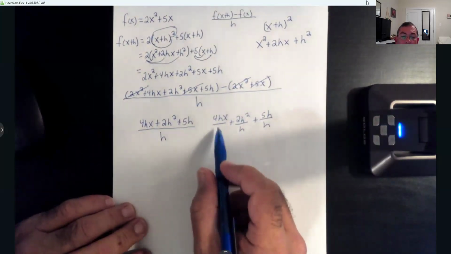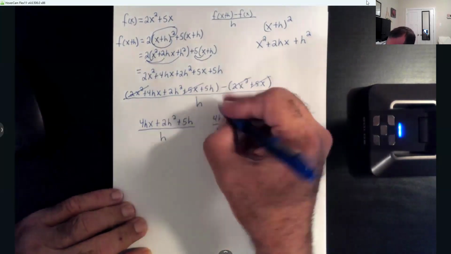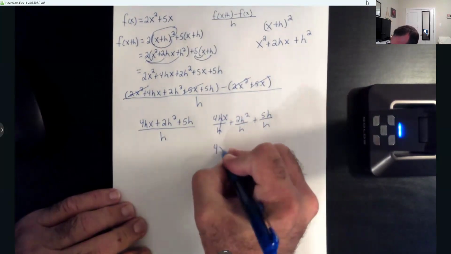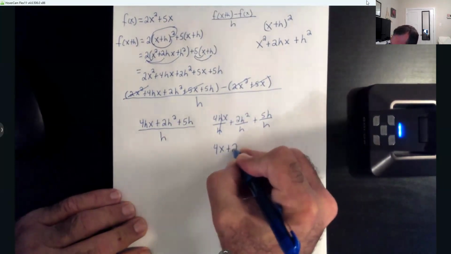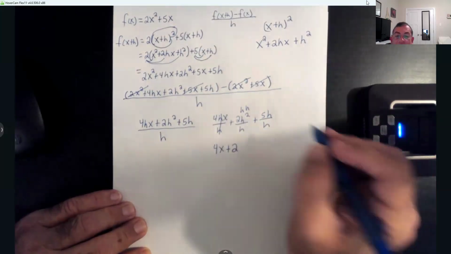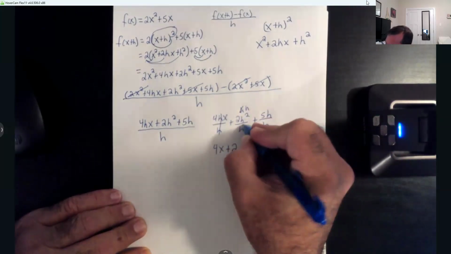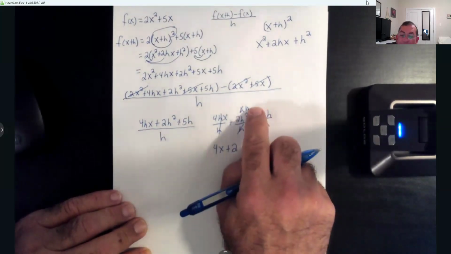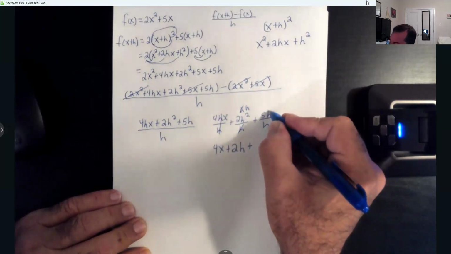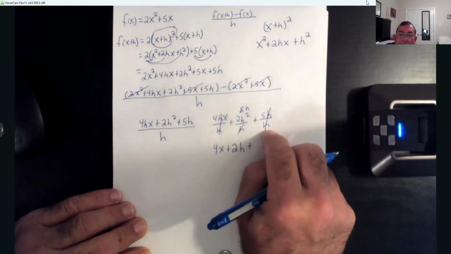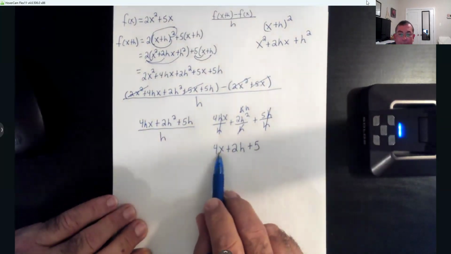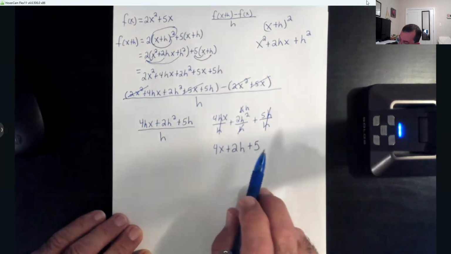So the first term, the 4hx over h, those h's cancel. All that's left is the 4x plus 2. Right here you had an h squared, which is an h times the h. So one of those h's cancels with the h on the bottom, leaving one h. Plus, well, right here you had one h over one h. Those cancel, leaving me a 5. Y'all, nothing else we can do to that. So final answer.